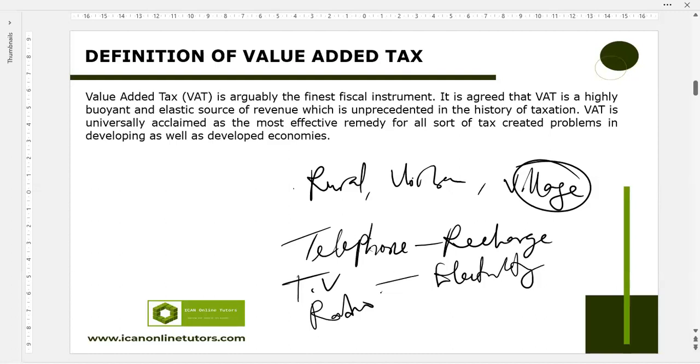So VAT is universally acclaimed as the most effective remedy for all sorts of tax-created problems in developing as well as developed economies. Because you don't feel the impact. According to the economists, when you are thirsty and you need to quench that thirst, your mindset will be on that solution to quench the thirst.